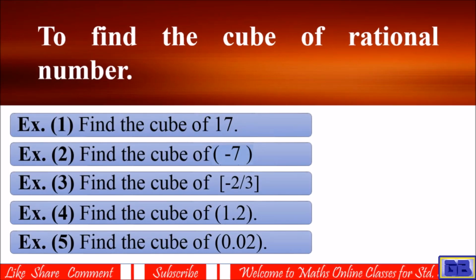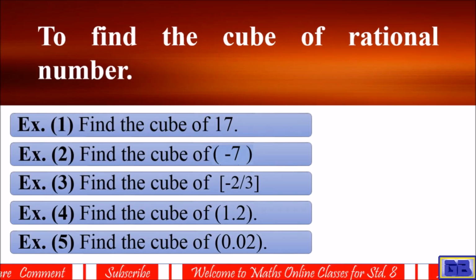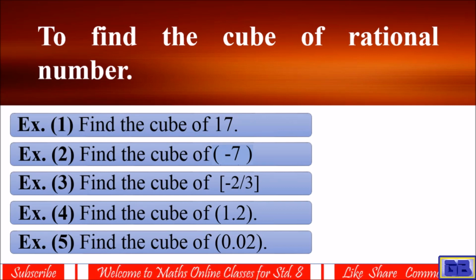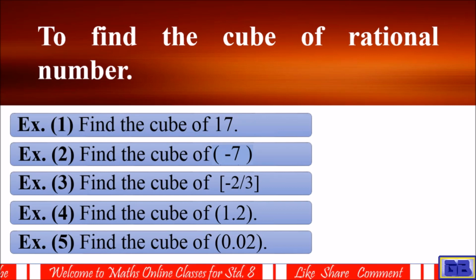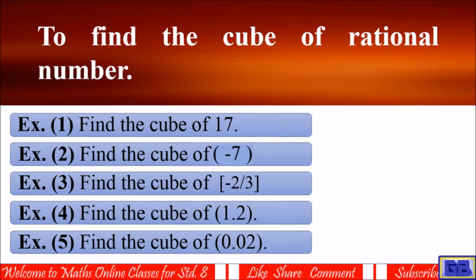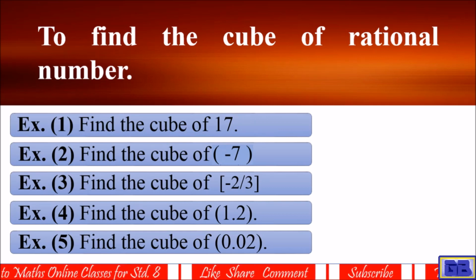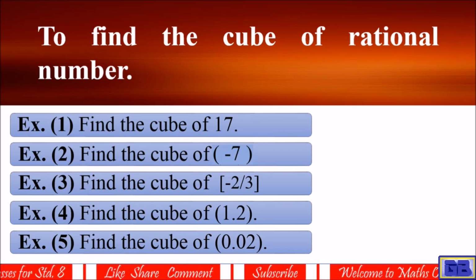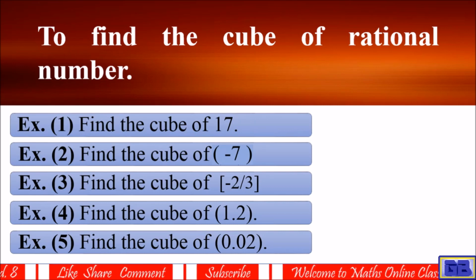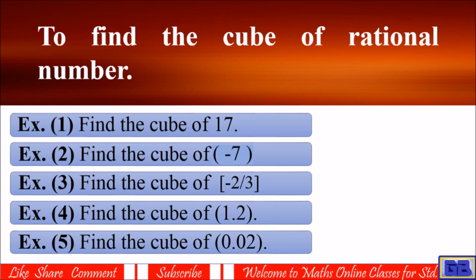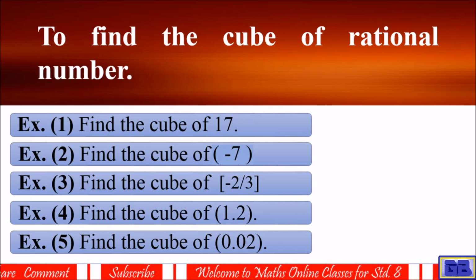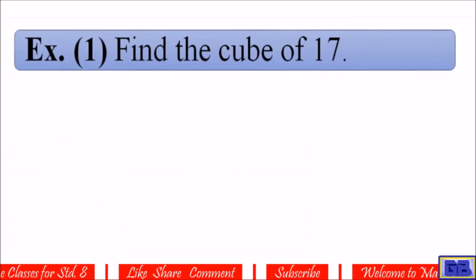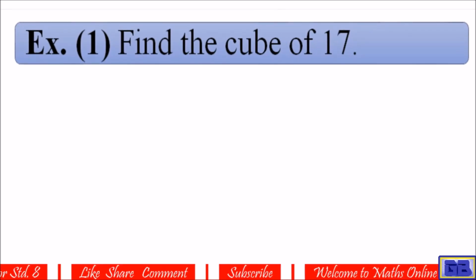To find the cube of rational numbers, we took 5 examples. First example, find the cube of 17. Example 2, find the cube of negative 7. Example 3, find the cube of negative 2 by 5. Fourth example, find the cube of 1.2. And last one, find the cube of 0.02. Let us take first example, find the cube of 17.